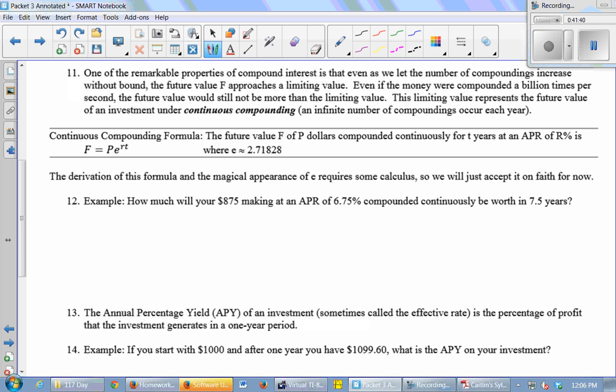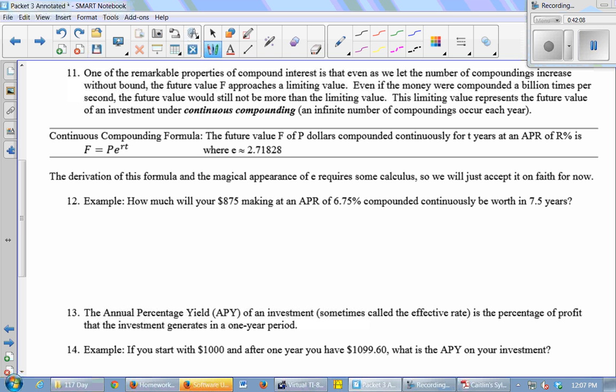And this limiting value represents the future value of an investment under something called continuous compounding. That's if we compound an infinite number of times each year. Okay? And it has a special formula for continuous compounding. The future value is P times e to the RT, and e is this magical number 2.718. You may have seen it in a previous math class. It's called Euler's constant, named after mathematician Leonhard Euler.